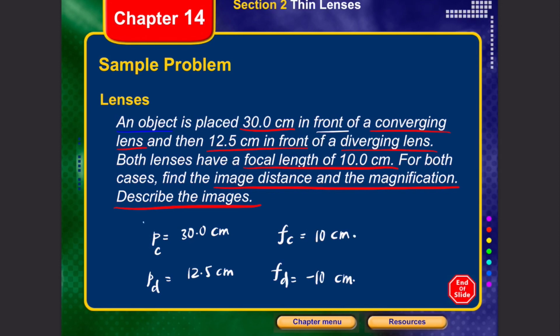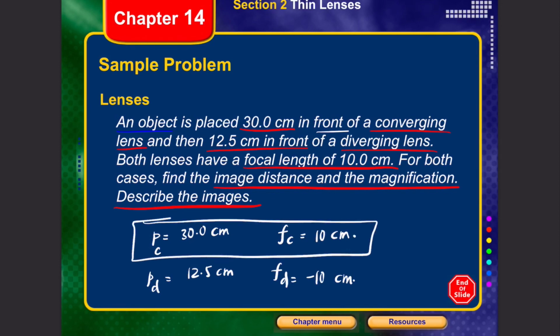Now let's take the first case, where we consider P_C is 30 centimeters and F_C is 10. So let's solve it analytically. The first one is the converging lens.